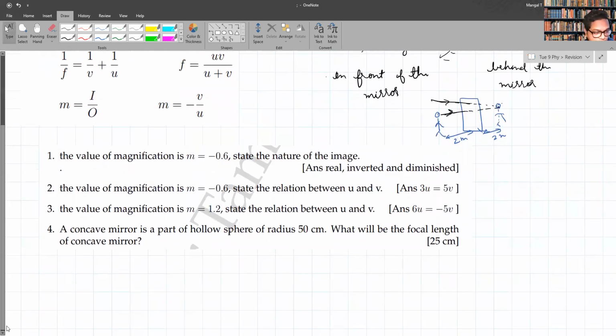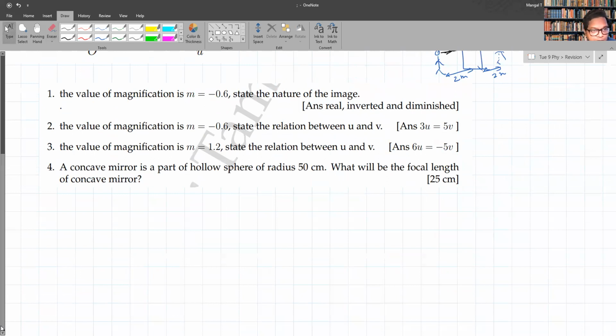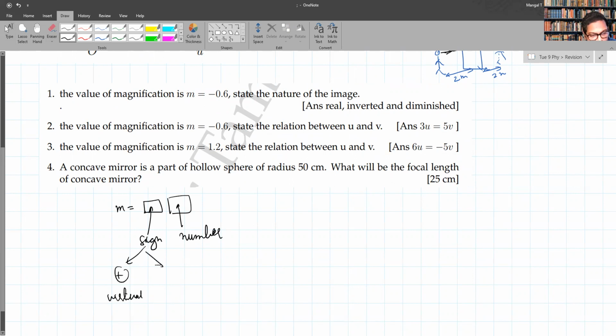Okay, so in this first question, magnification m is given to be -0.6. State the nature of the image. I have told you, magnification has two halves. This is the sign and this is the number. If the sign is positive, the image is virtual. If the sign is negative, the image is real.